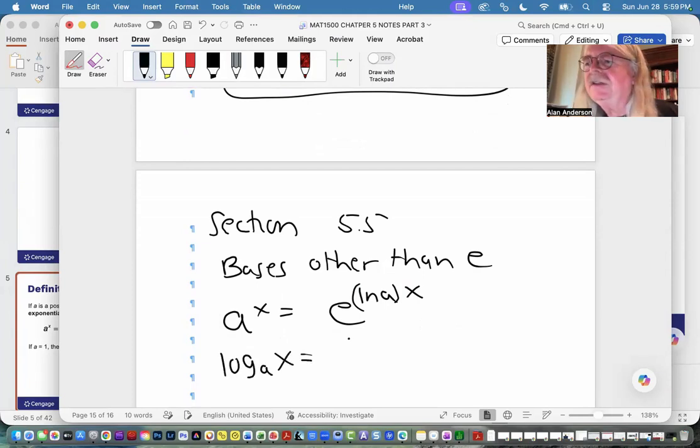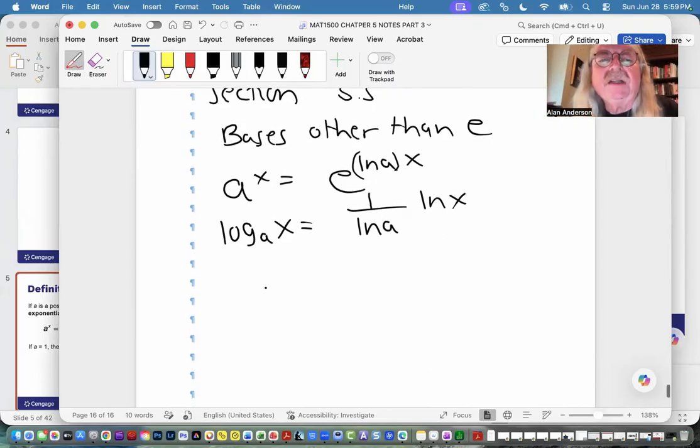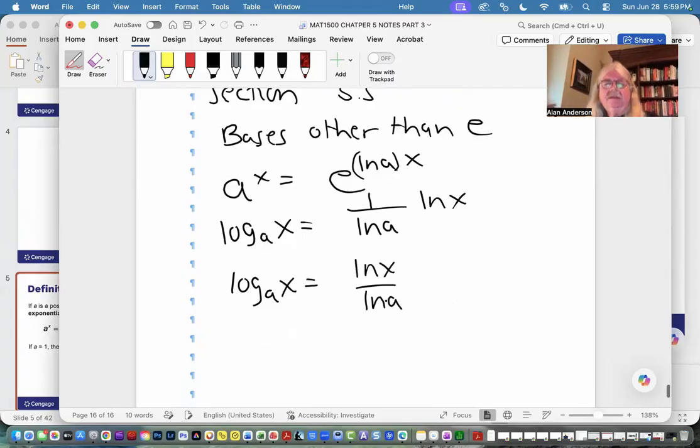log a x equals 1 over natural log a times log x. Or if you prefer, you can write it like this. And of course, they're making the point here that this is true no matter what a happens to be. In fact, I think we mentioned this once we were looking at the calculators and realizing that they only have the natural logs and the common logs. What do you do about the others?